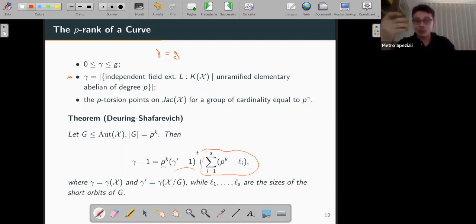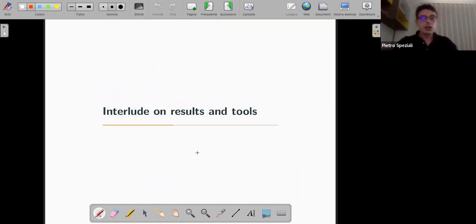The challenge is, what about the p-rank when you don't have p-subgroups? This leads to very, very complicated combinatorial problems. So now I would like to take a little pause to present some general results and tools.